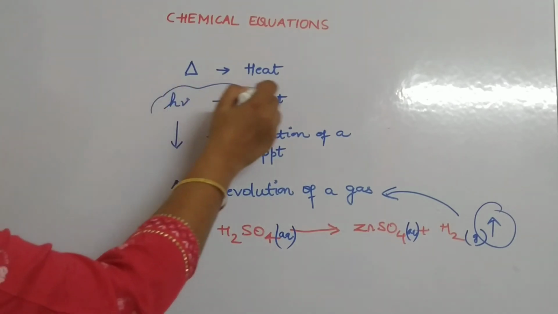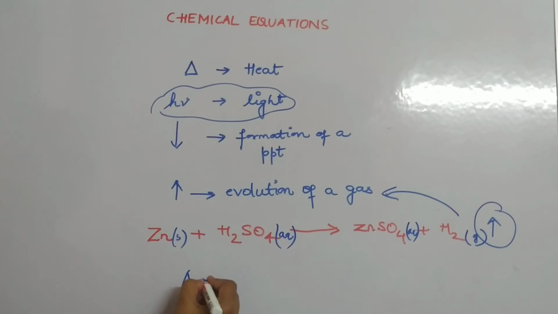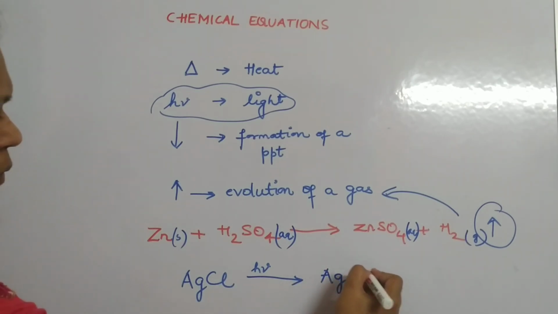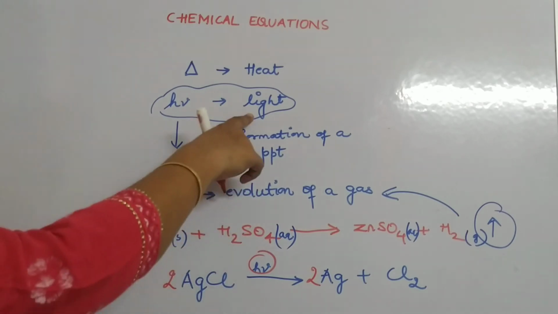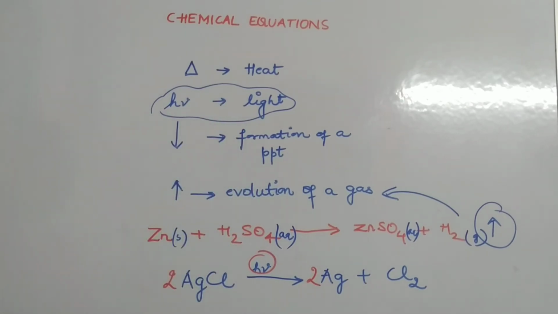Let me give you one example for light. For example, if we take AgCl, silver chloride, and expose it to sunlight, what will we write? h nu. It will be decomposed and form these two substances. Let us balance it. On the arrow you can see that because the energy was supplied in the form of light, I have written h nu. So that is how we write. I hope it's clear to everyone. And that was today's topic. Thank you so much.